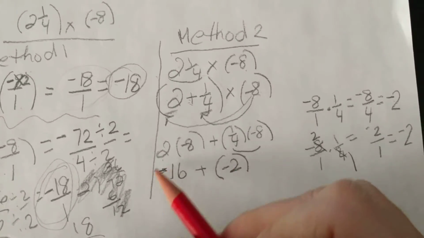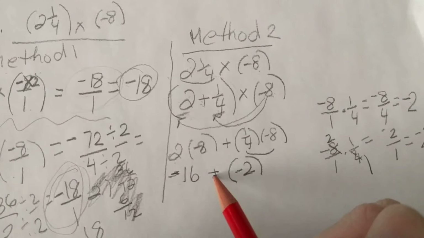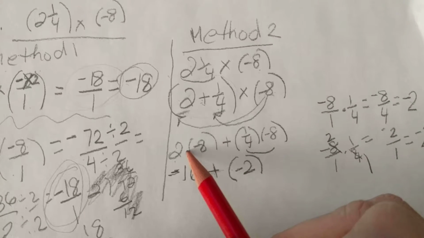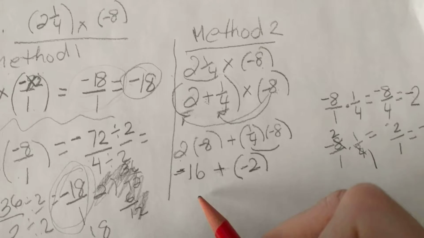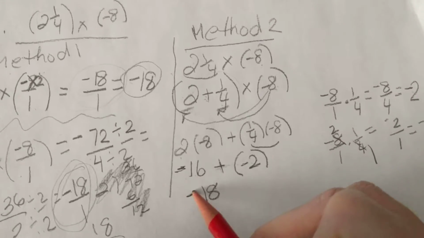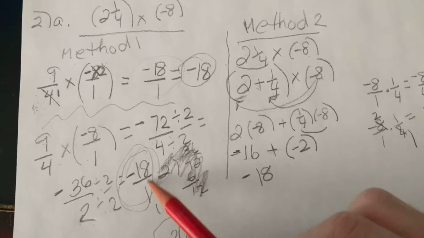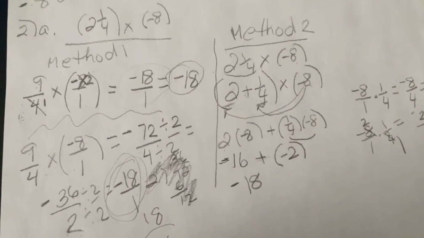Now we end up with a very simple addition problem. Negative 16 plus negative 2. Remember, we are in addition now. We're not in multiplication anymore. So in addition, when my signs are the same, you add, keep the common sign. So do you notice I got 18 every time? Negative 18. It is up to you to decide which way you like best.